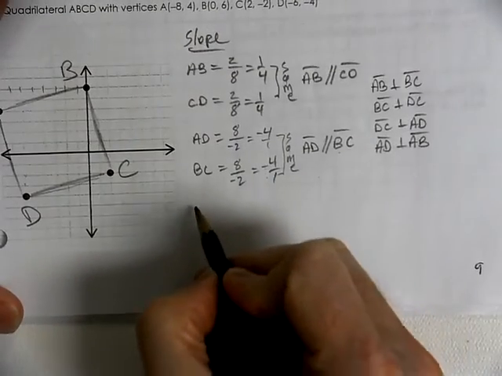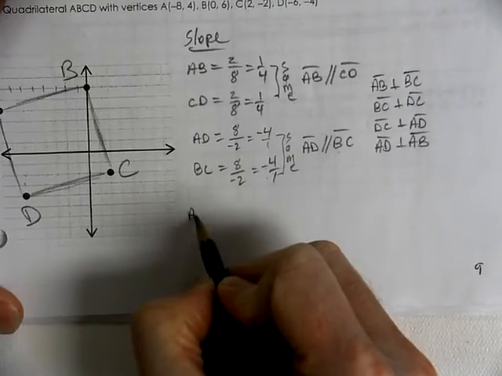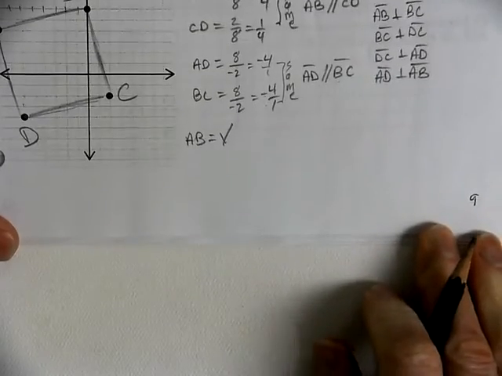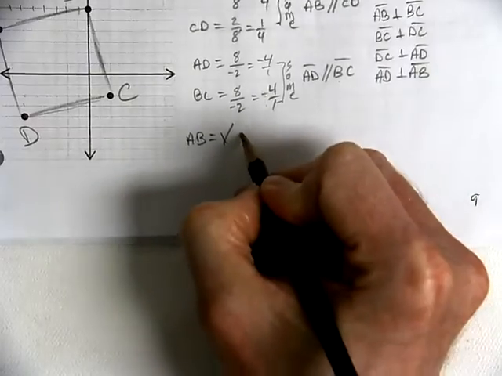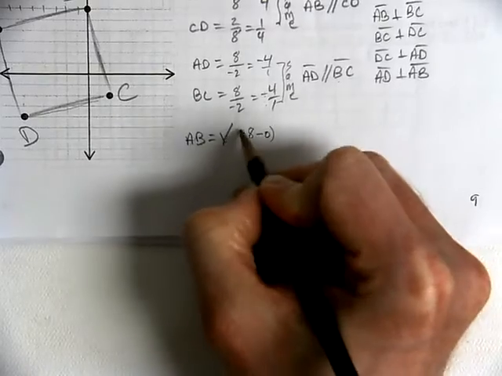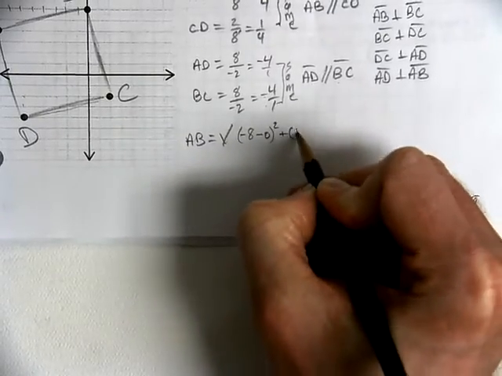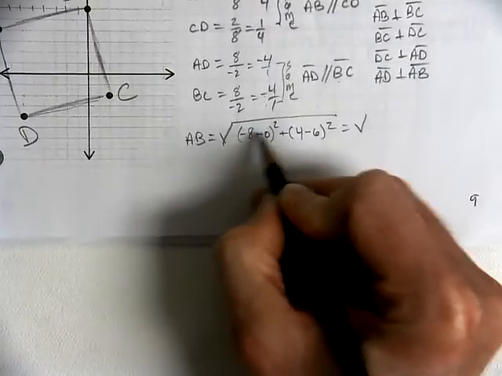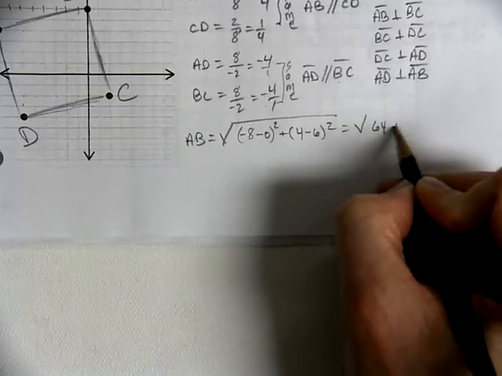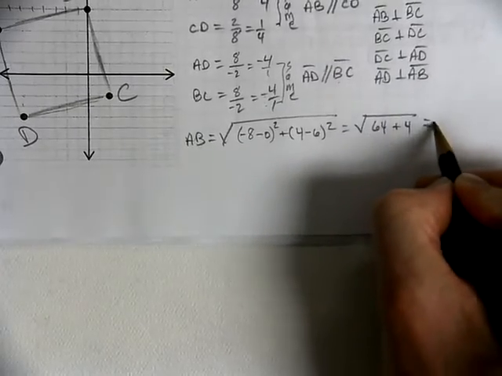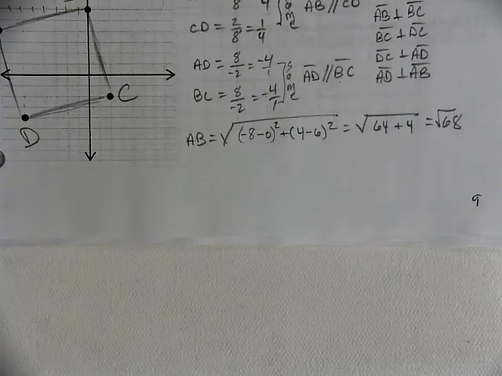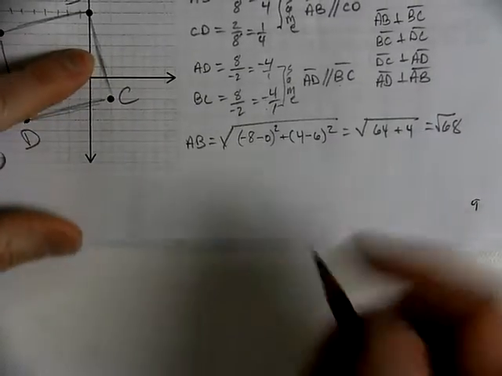If we have sides the same length, then I have AD, that's AB. Right, if we do our distance formula, that's -8 minus 0 and 4 minus 6. That's going to be 64 plus 4. That's going to be 68. I already know this is a parallelogram, so I already know opposite sides are the same. But I'm going to look at the consecutive sides.